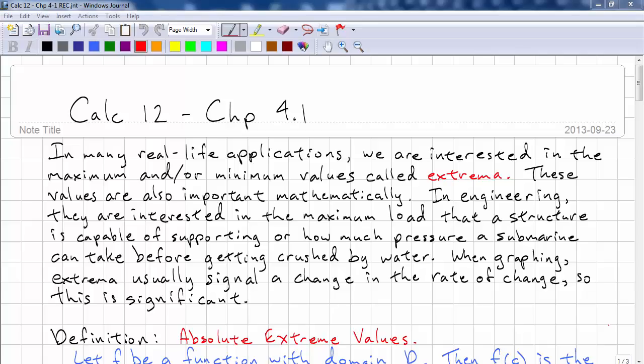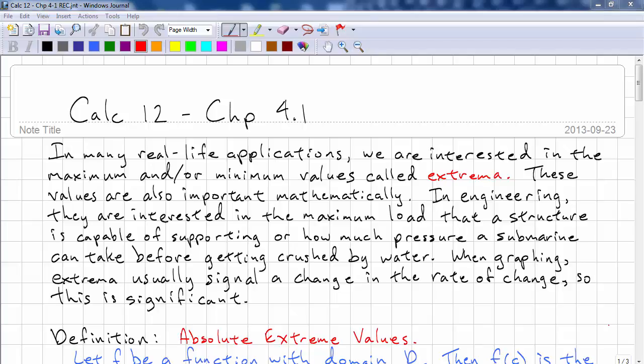This is Calculus 12, Chapter 4.1. In the first half of Chapter 4, what we'd like to do is learn how to accurately graph a function without a graphing calculator. So all these techniques we're learning are to find key points on a graph so we can graph accurately. In many real-life applications, we are interested in the maximum or minimum values, and we call these extrema.